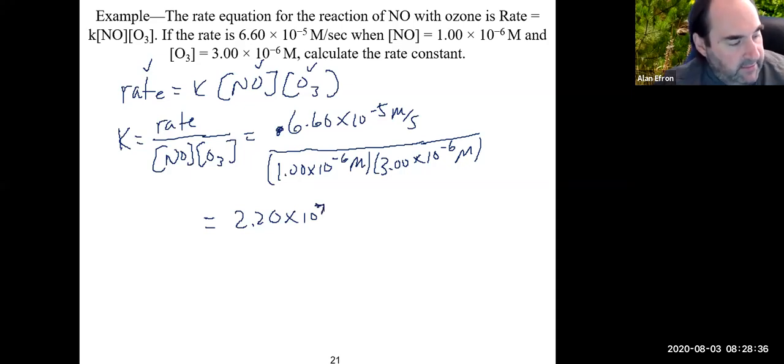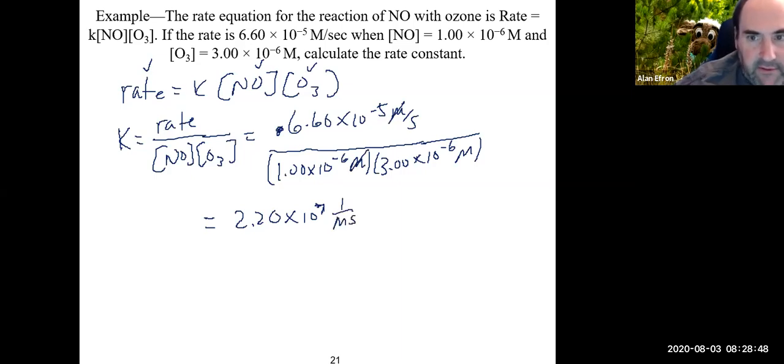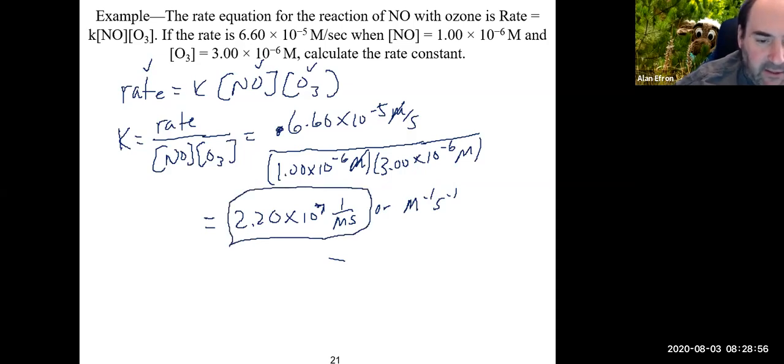And in terms of units here, just like in the last one, the molarity will cancel, and we do end up with 1 over molar seconds, or you could write M to the minus 1, s to the minus 1. This is the same unit that we saw, 1 over molar seconds. And if we look at the overall order of this reaction, it is 1 plus 1, which would be second order.